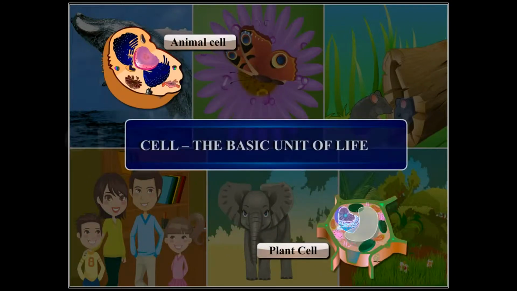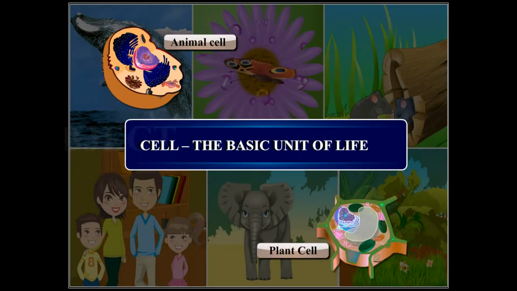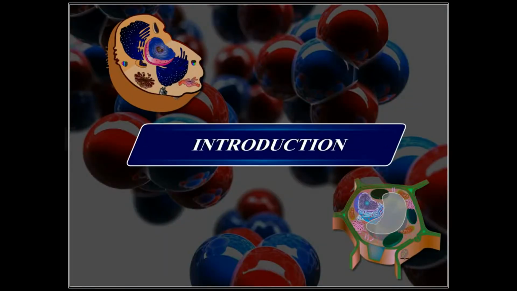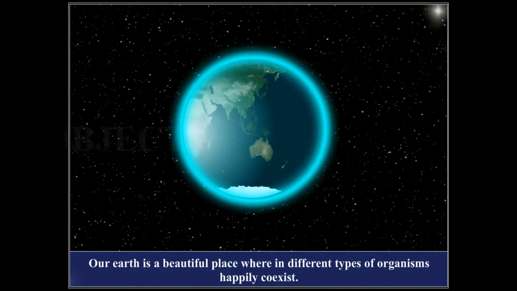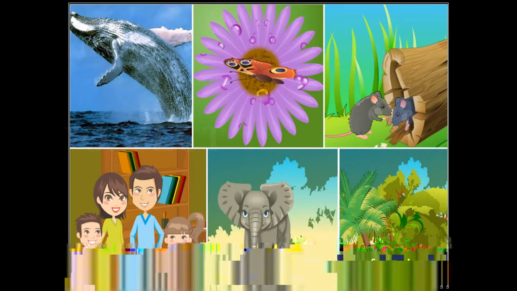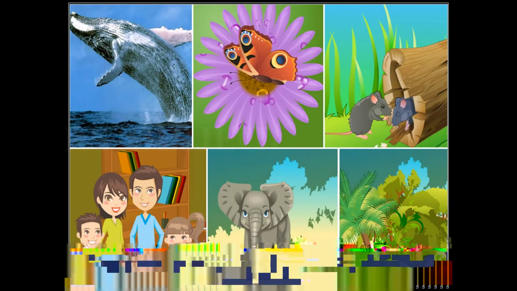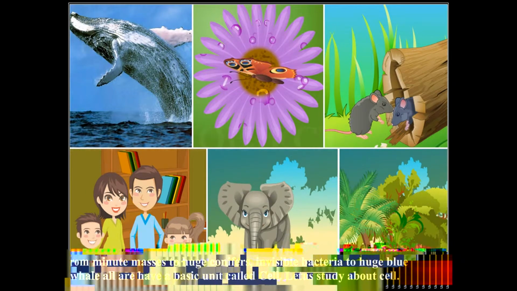Cell, the basic unit of life. Introduction. Our Earth is a beautiful place wherein different types of organisms happily coexist, from minute masses to huge conifers.